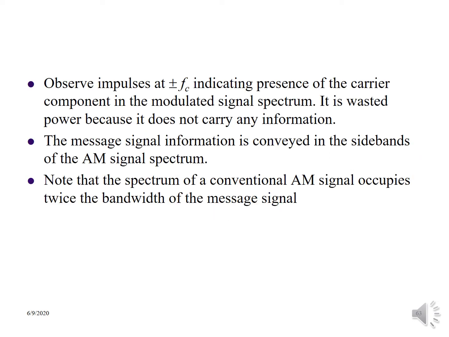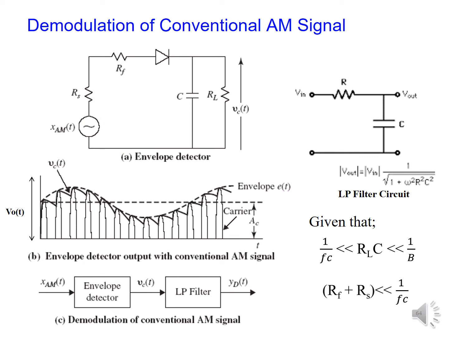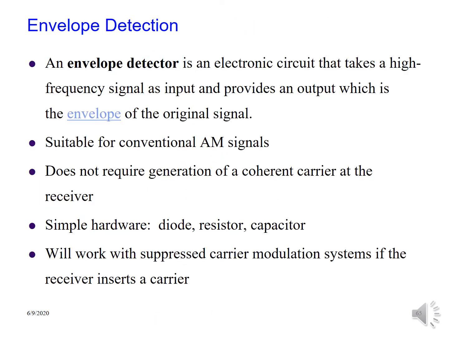In conventional AM, the carrier frequency will exist, not like in the DSBSC. This is the demodulation part, where you can use the envelope detector and the filter. This is the circuit of the envelope detector and the filter.